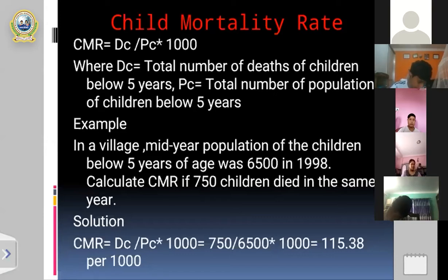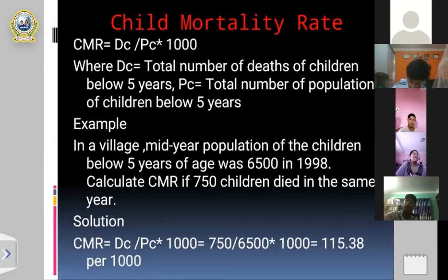So 750 as the total dead below the age of 5 divided by the total population, that is 6,500, multiplied by 1000. Now we have to do the cross multiplication, then the answer will become 115.38 per 1000. 115.38 per 1000 is the answer of CMR, as the child mortality rate, right?